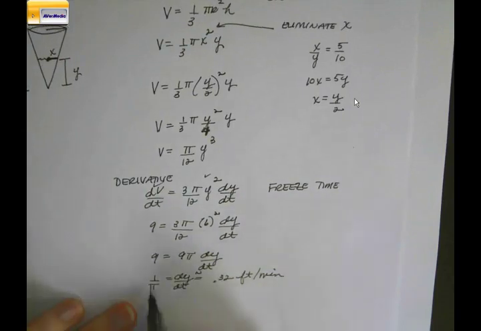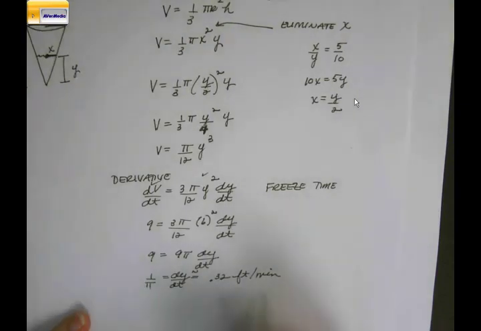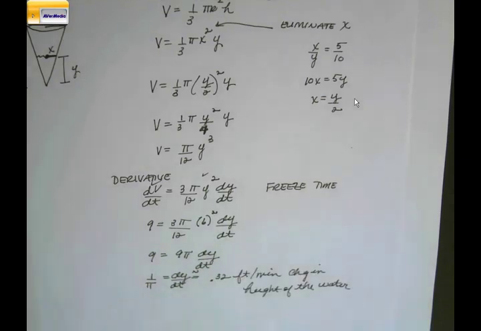Well, 1 over pi is 0.32, approximately. 1 divided by 3.1416, approximately. 0.32 feet per minute is the change in the height of the water in the cone.